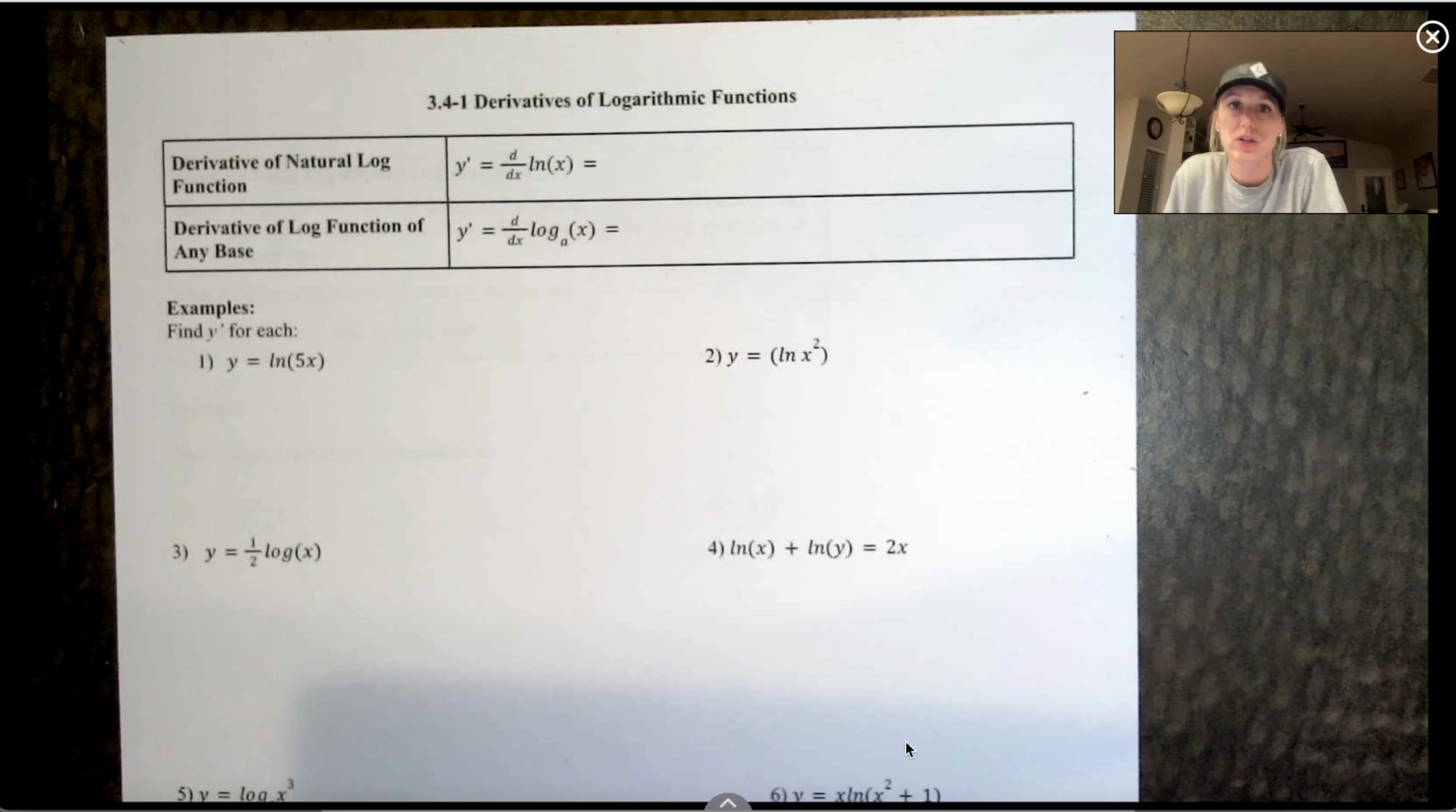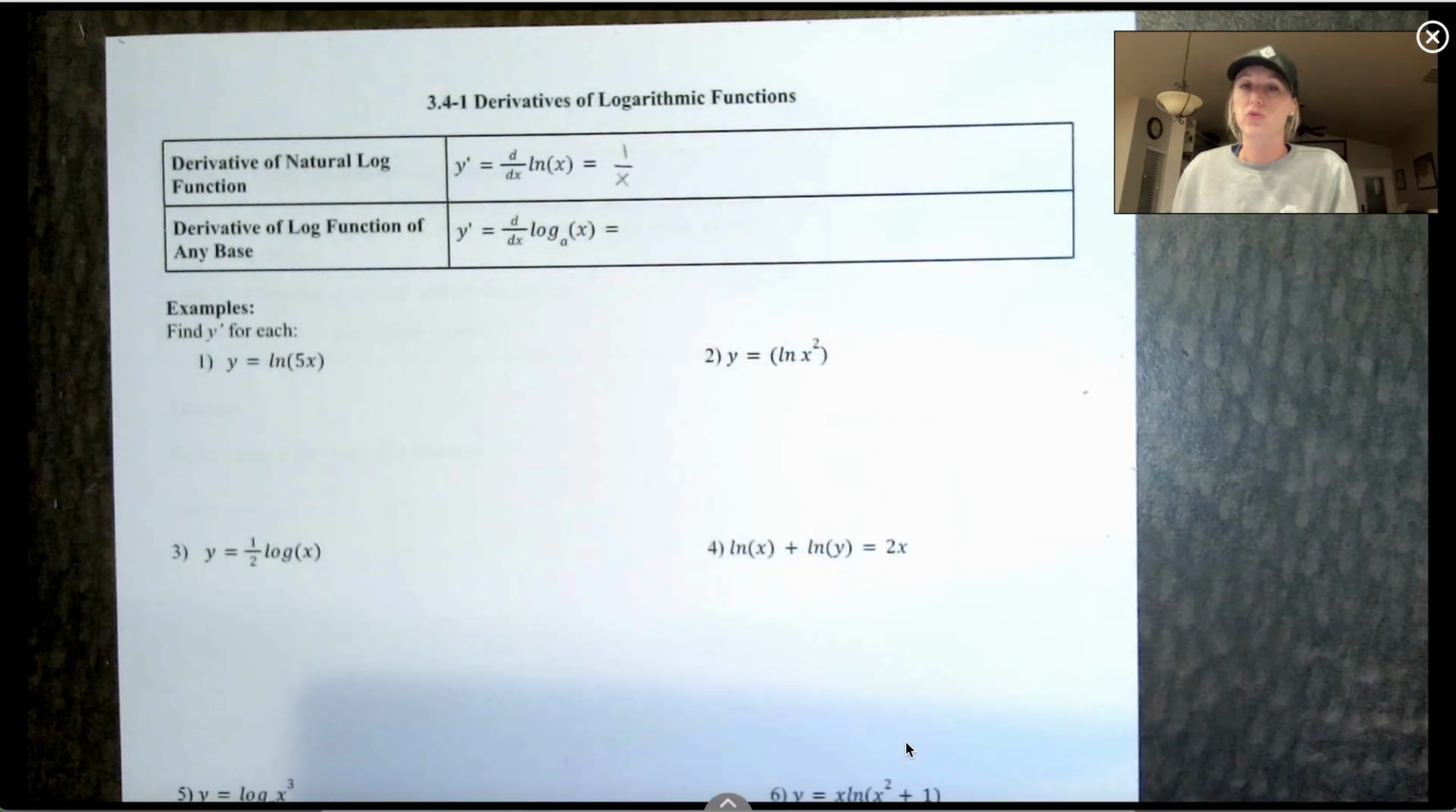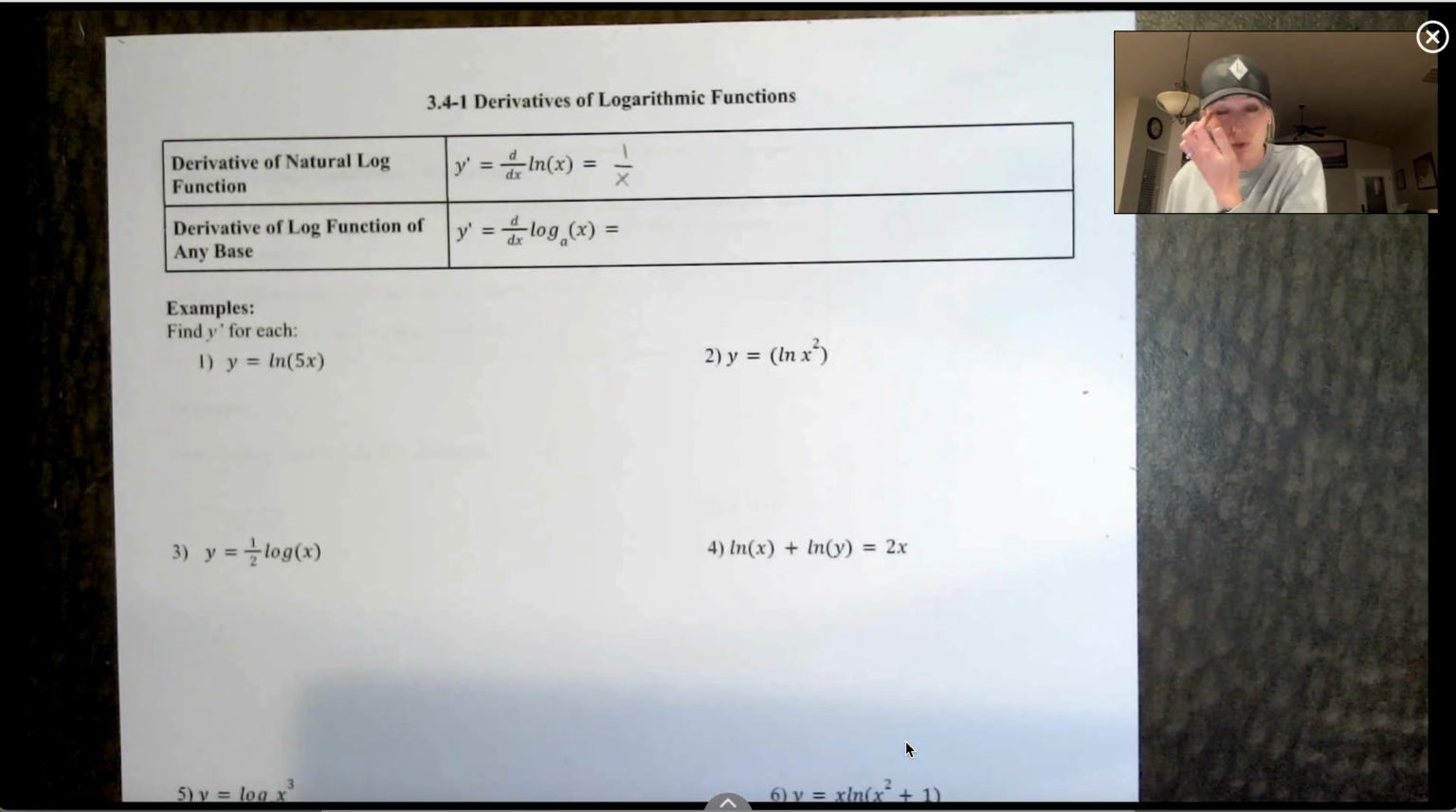In this section, we're going to look at the derivatives of log functions. One of these you already know: the derivative of the natural log of x is 1 over x. So what happens when we have a log that's not base e, that's not natural log? It's a log of any other base.